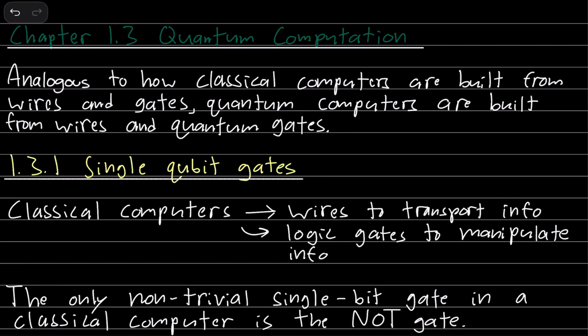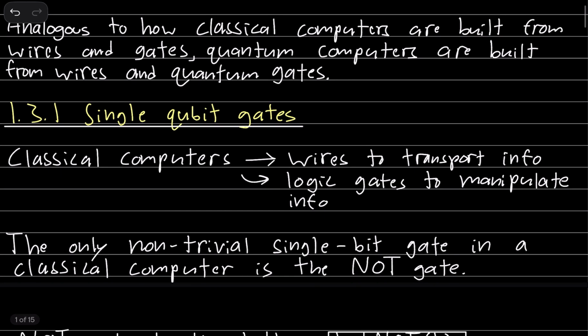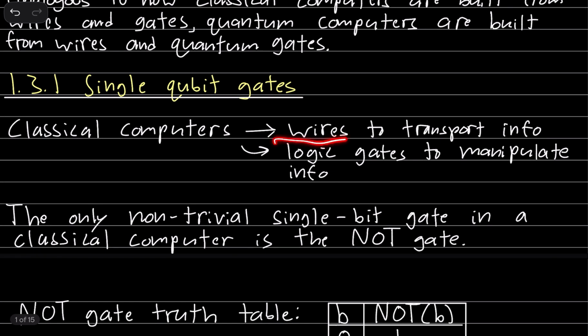In this video, I'm going to be explaining how single and multi-qubit gates work in quantum computers and how they differ from logic gates in classical computers. Analogous to how classical computers are built from wires and gates, quantum computers are built from wires and quantum gates. Again, classical computers have wires to transport information throughout the computer, and they have logic gates to manipulate this information.